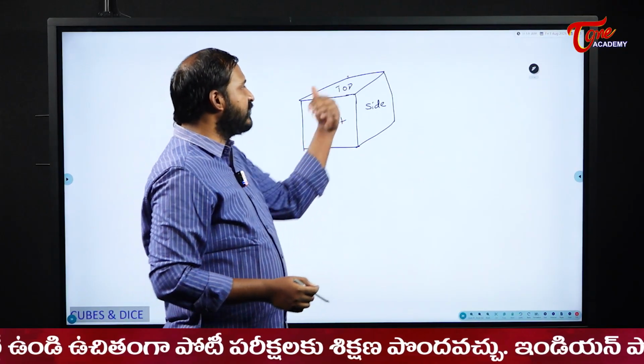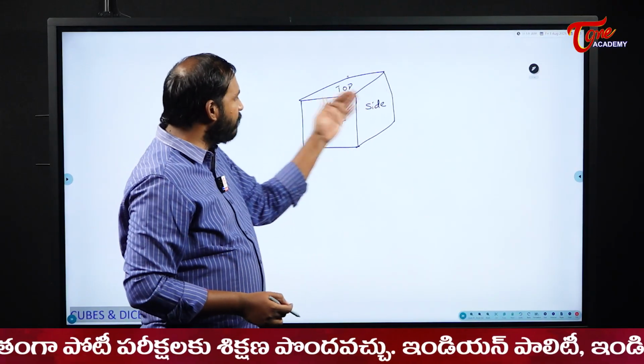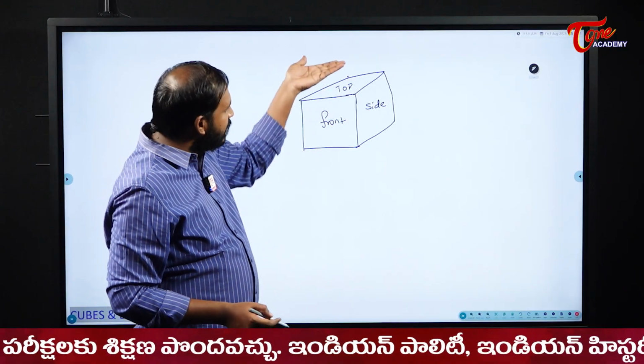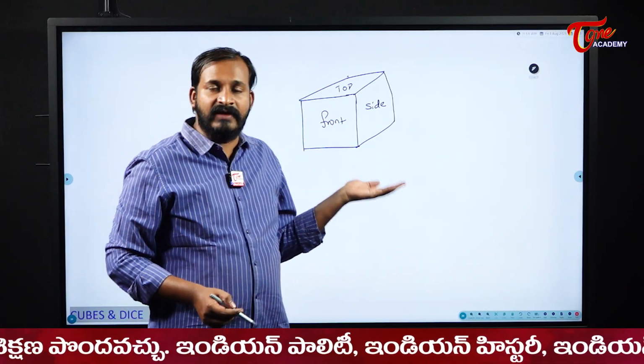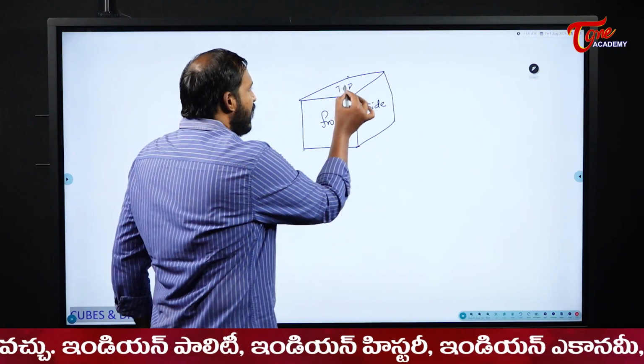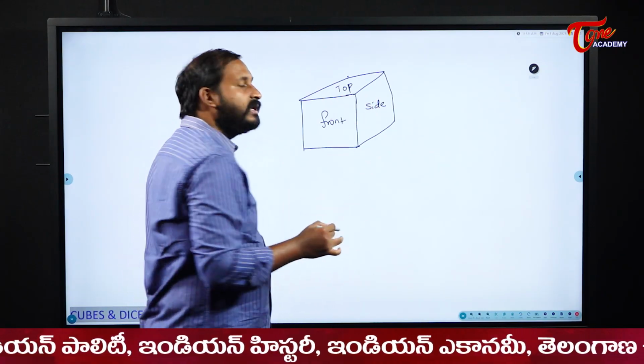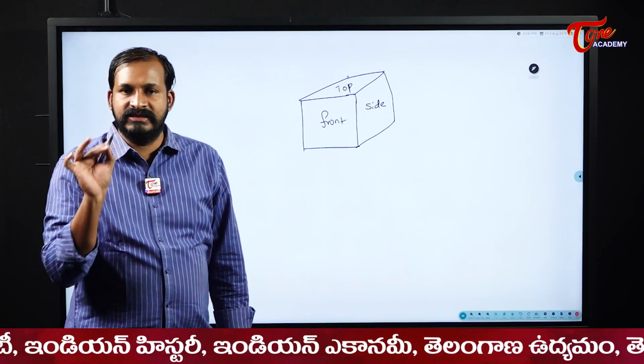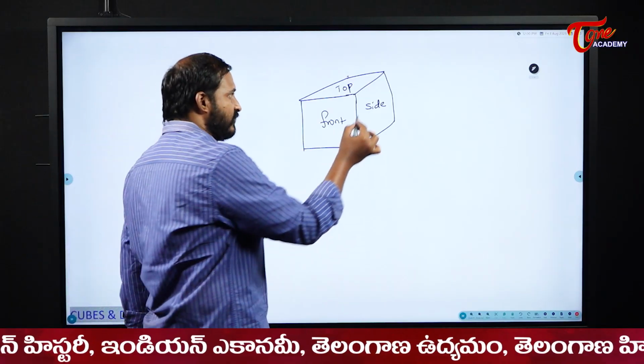Is it possible for us to see the back one? No. Is it possible to see the other side? No. If the top is visible, can we see the bottom? No. So that means at one glance we can see only 3 faces of a dice. This is the first basic understanding which we make, students.